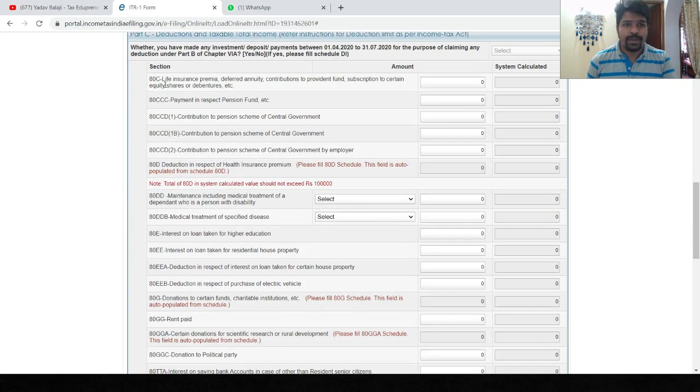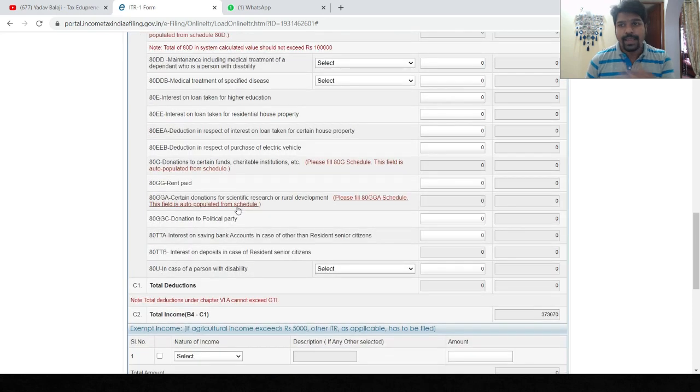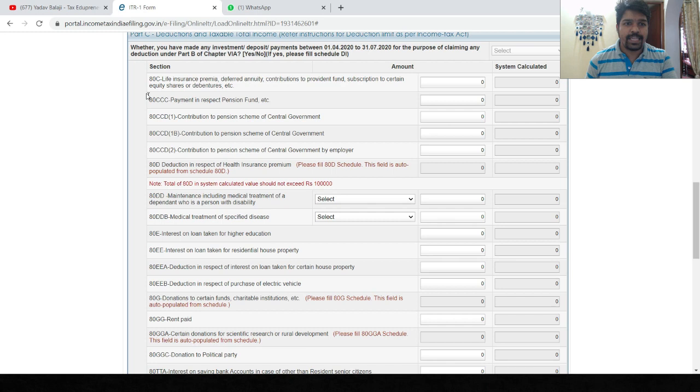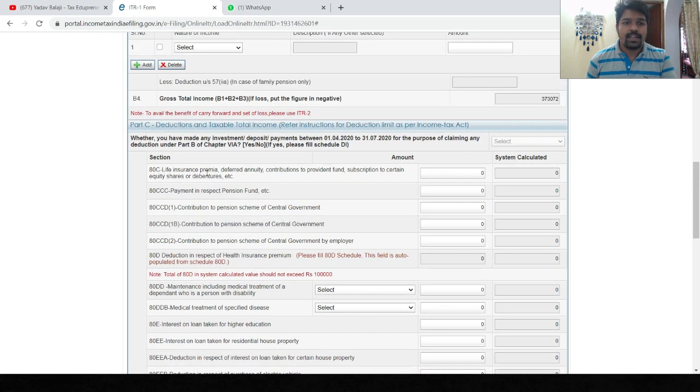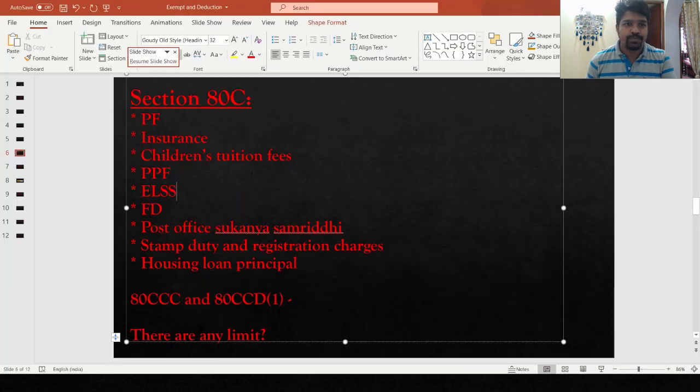So it starts from 80C to 80U, and this video is mainly for salaried employees so that they can use the deduction part and save tax. So let me start with 80C. It says life insurance, annuity, contribution to PF. So what are the things covered under 80C? Let me show you.